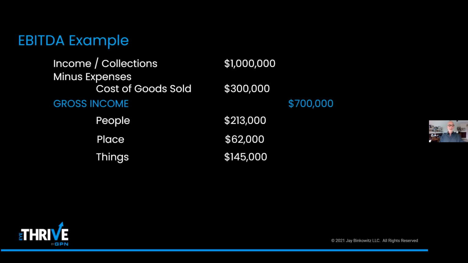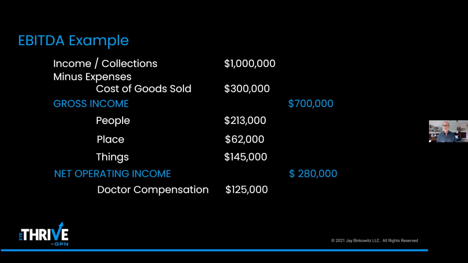So here's our people, places, and things expenses. And then we come to our net operating income of $280,000. And then also, much to what you spoke about before, as we talk about doctor compensation, we put that below the income line here. So we're seeing how the business is doing by itself. Now we're incorporating our doctor compensation.